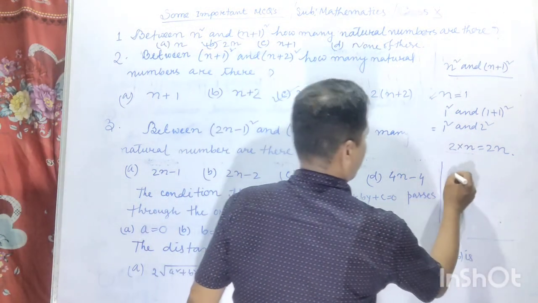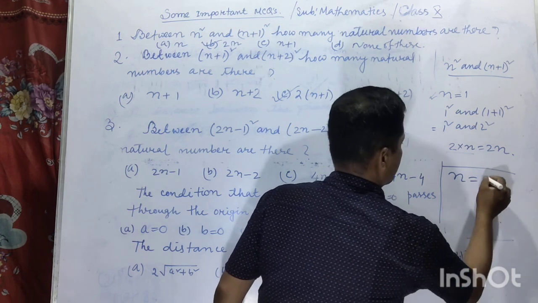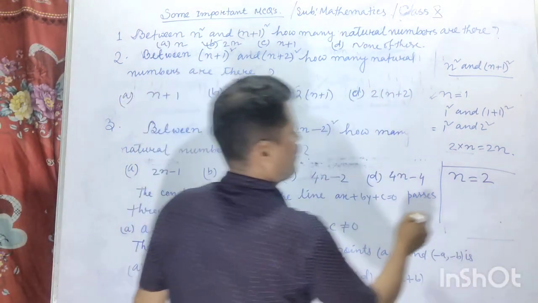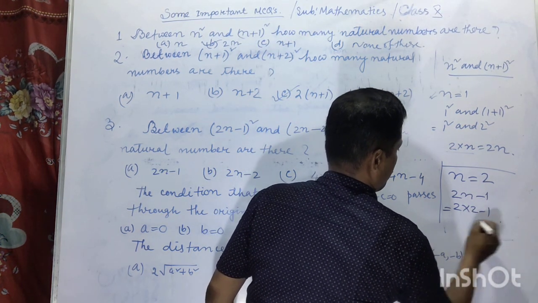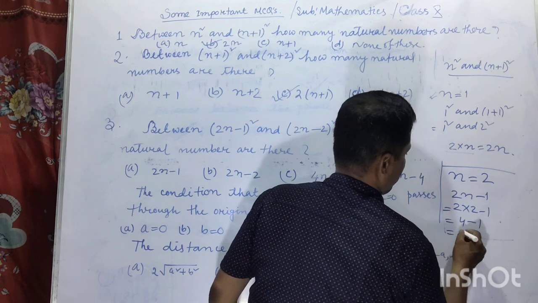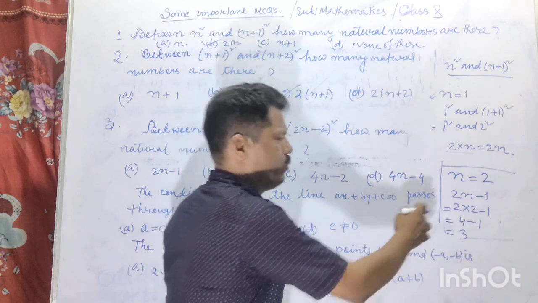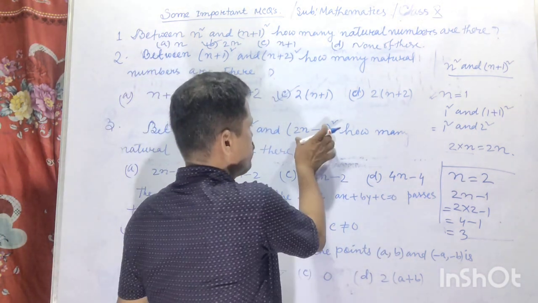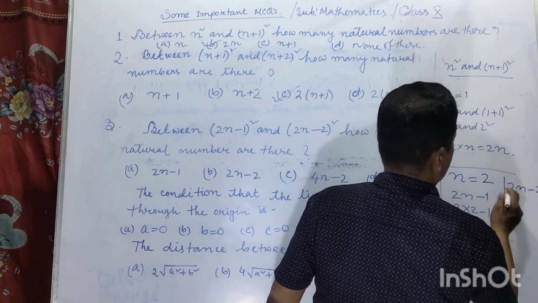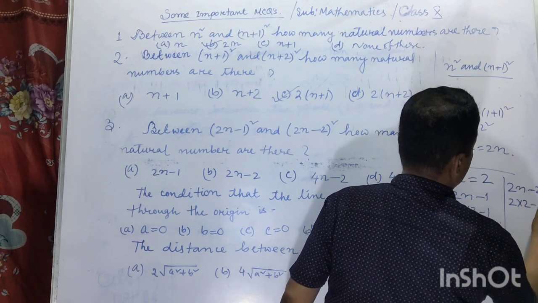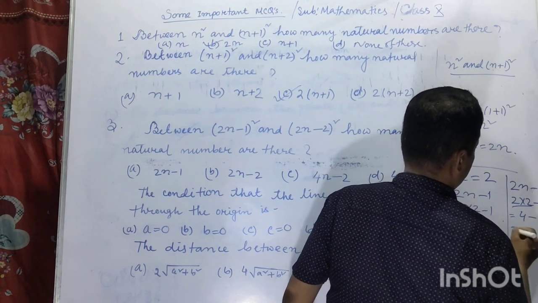If we let n be any number, say 2, then twice n minus 1 means 2 into 2 minus 1, that is 4 minus 1, and we get 3. The power is 2, so we write 3 square. And we can also find 2n minus 2: 2 into 2 minus 2, that means 4 minus 2, that is 2.